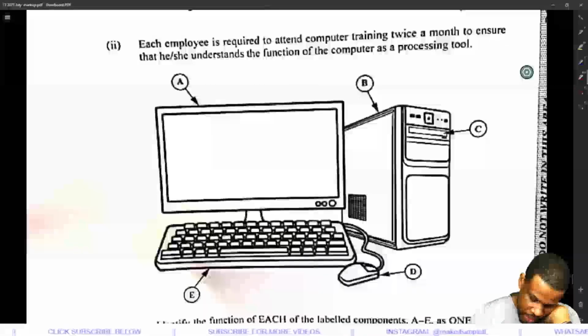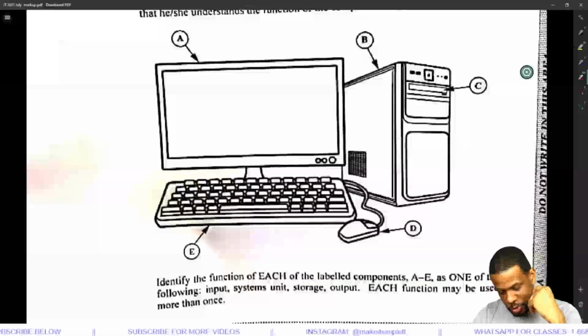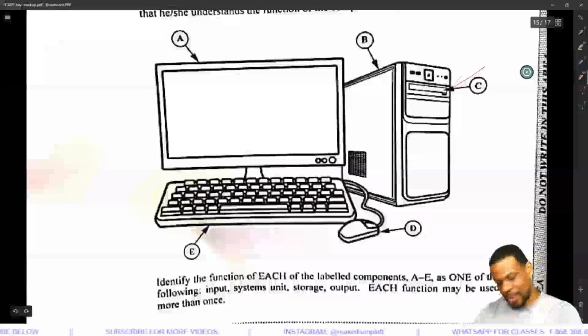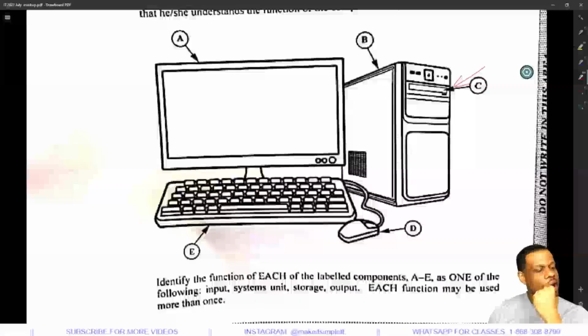Each employee is required to attend a computer training course twice a month to ensure he or she understands the function of the computer as a processing tool. Who them trying to fool, boy? When last you see a computer with a DVD drive?